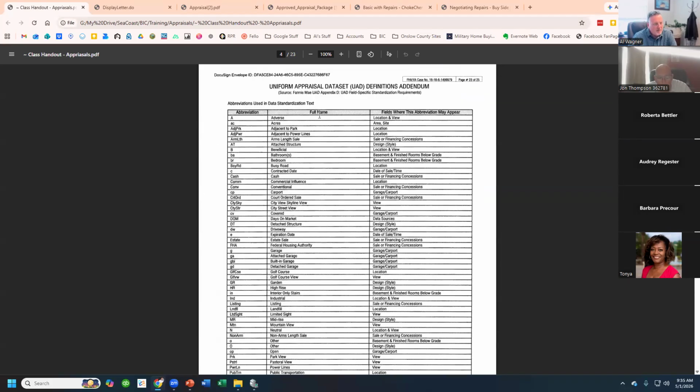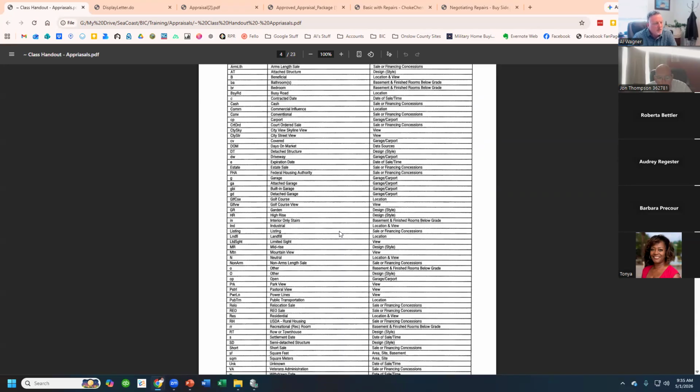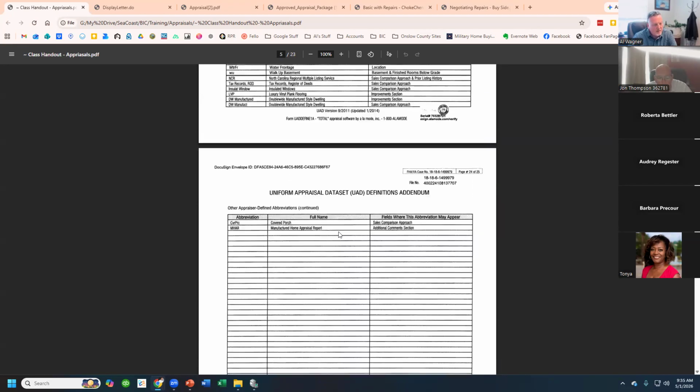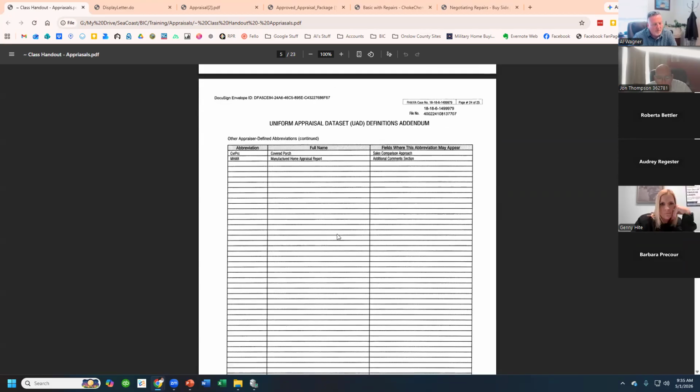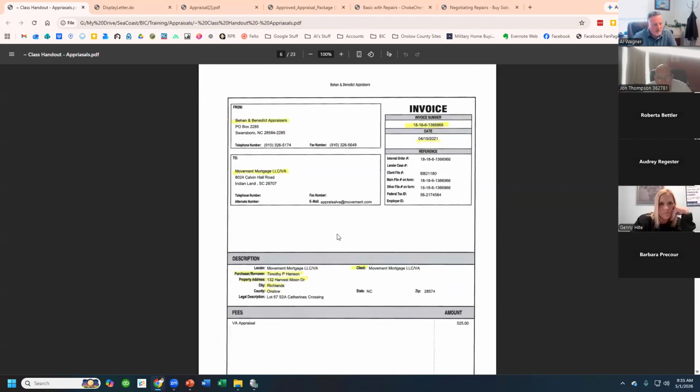This is a sample of the data sets or definitions at the back side of appraisals. It's kind of like reading a dictionary, so it's only for reference. So when you're looking at an appraisal and you have questions about what that abbreviation means, you can always go to the back and it'll have what that is there.